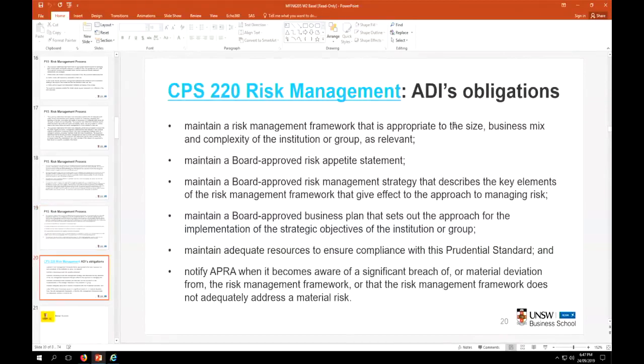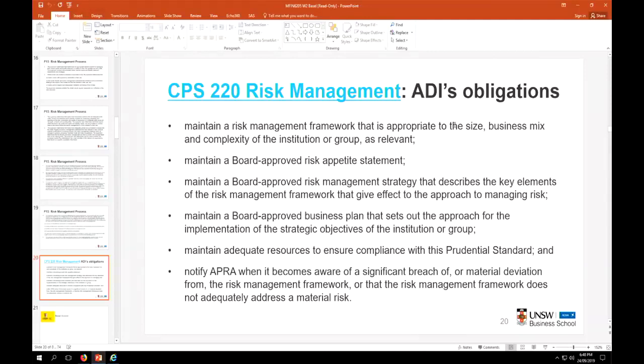What do we have in Australia? We have our CPS 220 risk management. This is just a short summary of that standard. But that standard came out to align Australia closer to the requirements of the core principle number 15. Right? So CPS 220 says that a bank must maintain a risk management framework, must have a board-approved risk appetite statement, must have a business plan, adequate resources, and notify significant breaches. The actual standard itself goes through pages and pages.